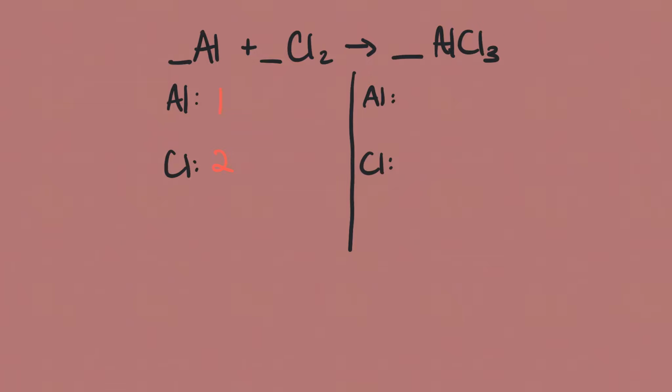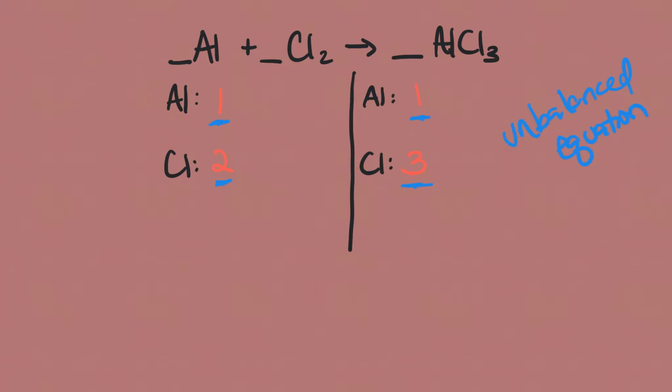So on the product side, I have one aluminum, and on the product side, I have three chlorines. Okay, so here, if you notice, yes, I have the same number of aluminums on both sides, but I have a different number of chlorines. So because of that, as I said earlier, this is an unbalanced chemical equation, okay? Now, what we're trying to do is make it balanced.